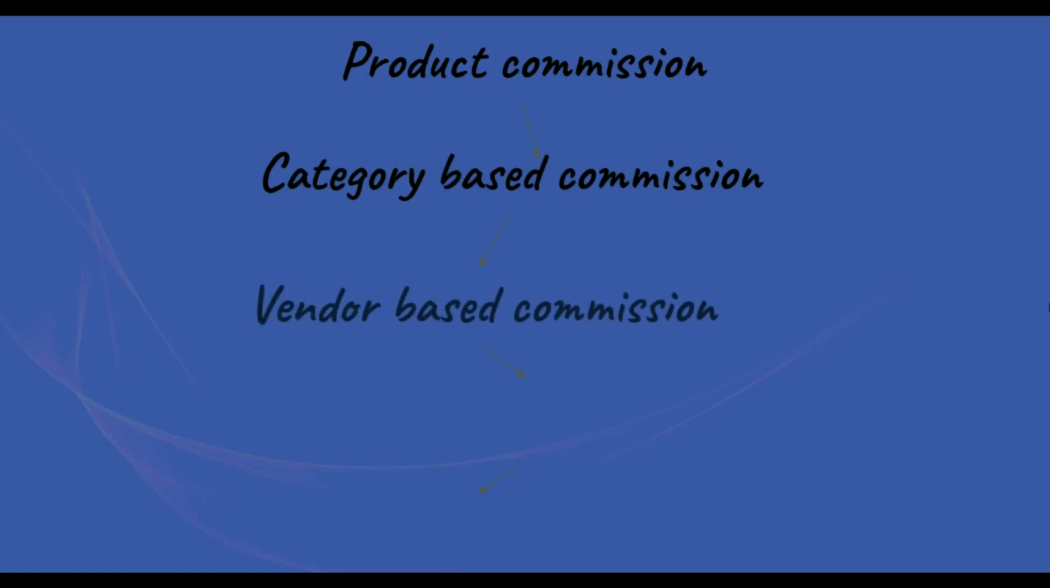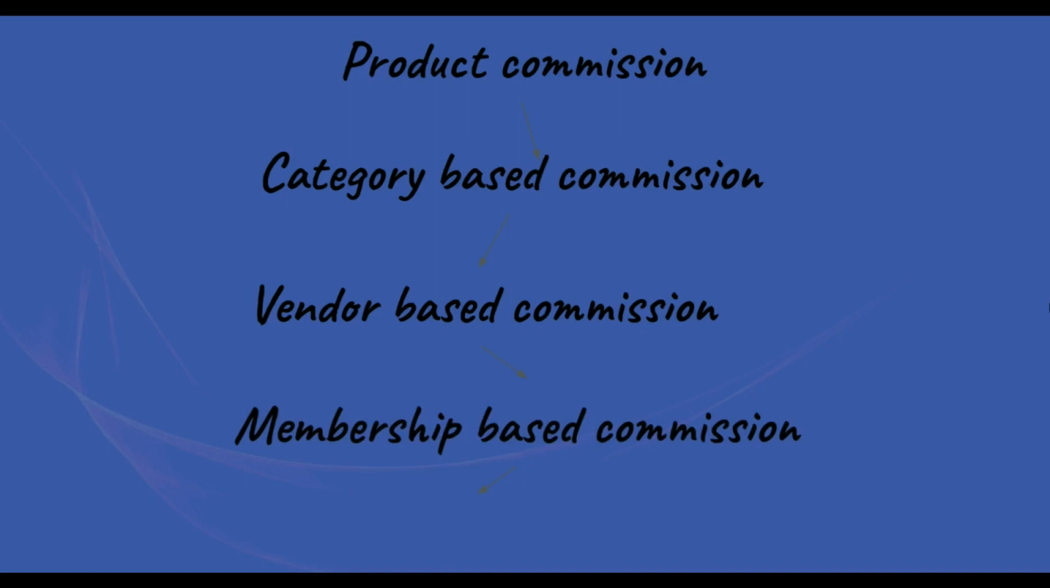This is followed by vendor-based commission, where the admin can charge a certain amount of the total income earned by the vendor. With the help of membership-based commission, you can add a certain commission charge on every membership package created by you. This way, vendors belonging to a certain membership will have to pay the same amount. Finally, global commission, where you can add a standard commission applicable for all the goods.